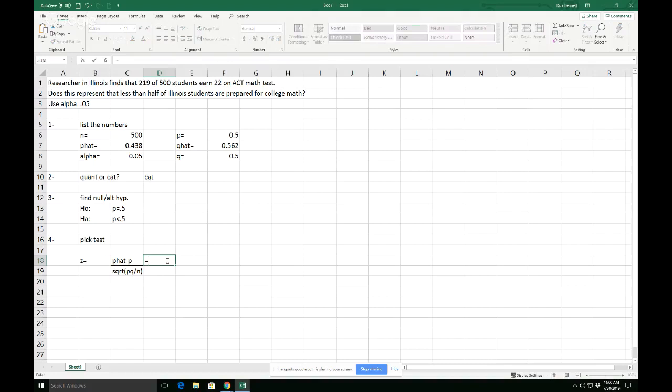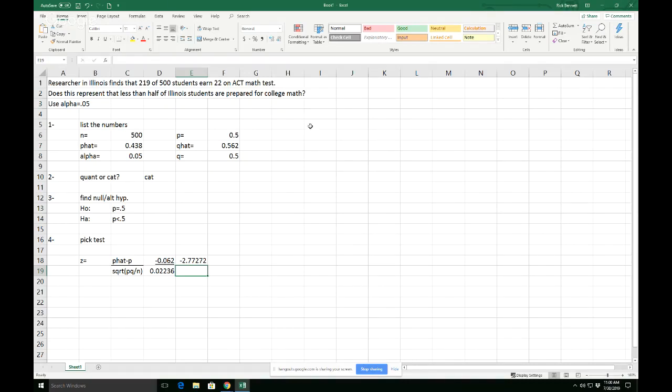So, Aaron, P hat is 0.438 minus 0.5 divided by the square root of 0.5 times 0.5 divided by 500. Okay, that's, 19 is not important, right? It's the numerator divided by the denominator. I got a z-score of negative 2.77.